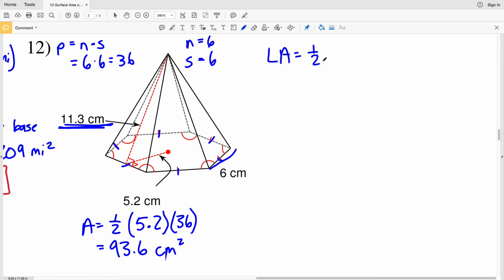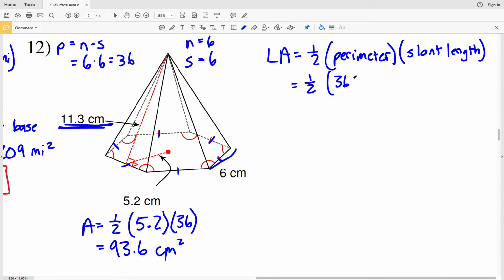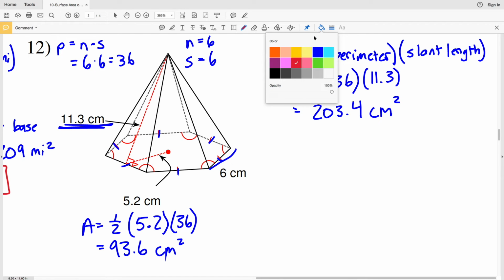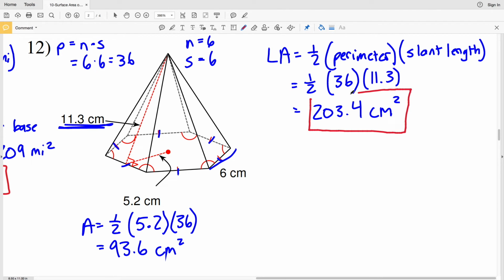Lateral area is equal to 1/2 of the perimeter of the base times the slant length. So that's 1/2 of 36 times the slant length of 11.3. 1/2 times 36 times 11.3 equals 203.4. And since our labels are centimeters, for the measurements within our diagram, for area, we'll have centimeters squared. So lateral area for number 12 is 203.4 centimeters squared. And for surface area, that's lateral area plus the area of a base.